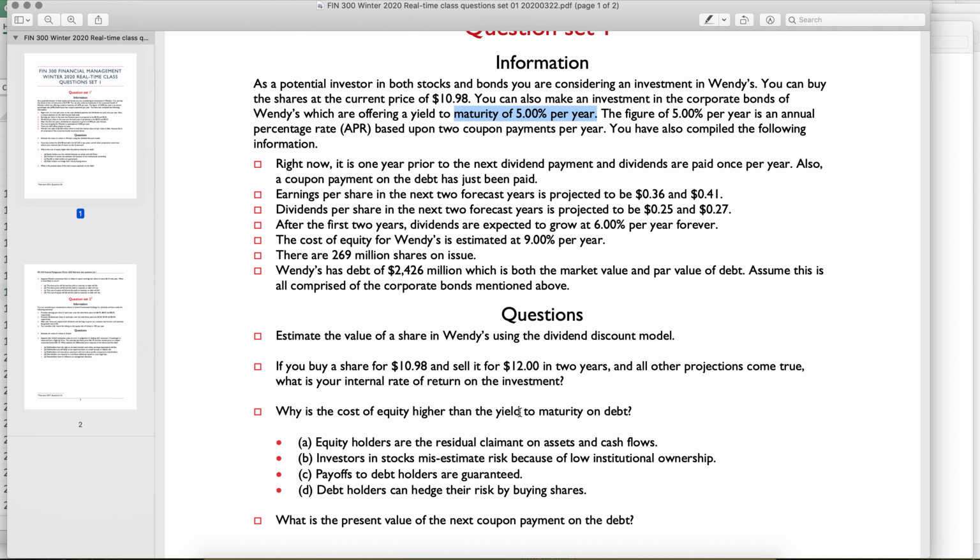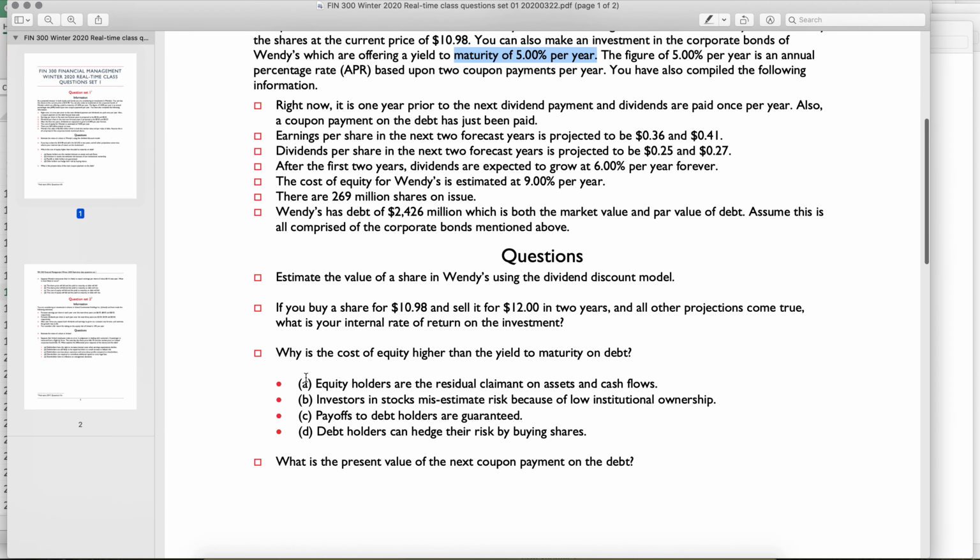And so if a company does really well, then the equity holders do a lot better. And so there's a lot more risk because if things go bad, then the equity holders are last in line and they may not get paid. If things go really well, they get to keep all the money. So the answer here, why is the cost of equity higher than the yield to maturity on debt? Well, the answer is that equity holders are residual claimants. By residual claimant, what we mean is they're last in line. And so if the company goes bankrupt, they may not get any money. If they do really well, they get a lot of money. And so there's a lot more risk baked in.